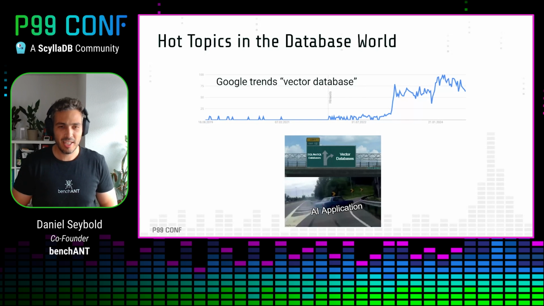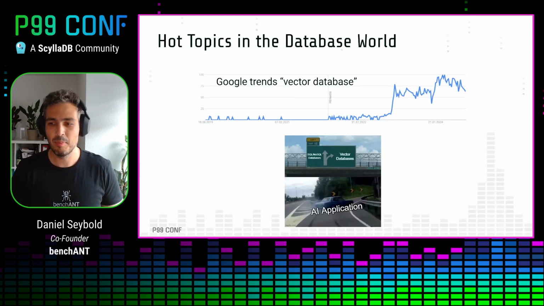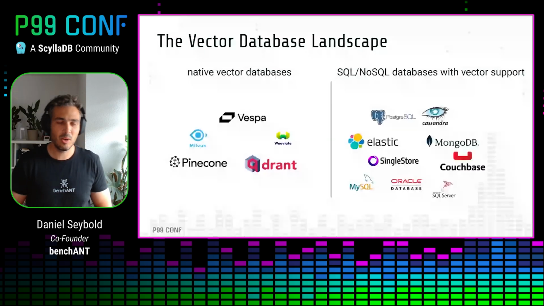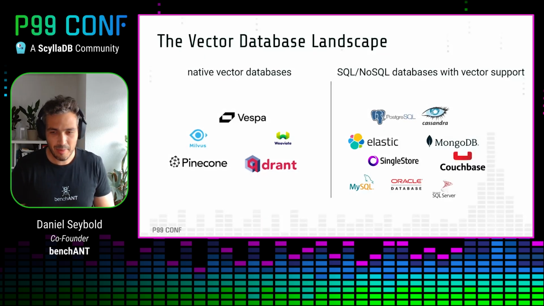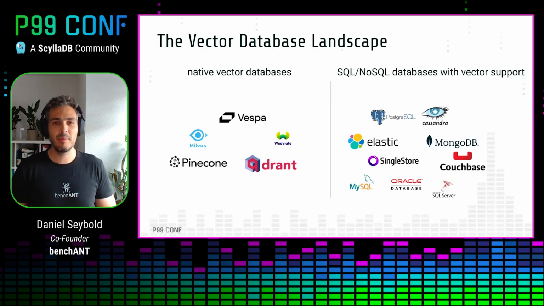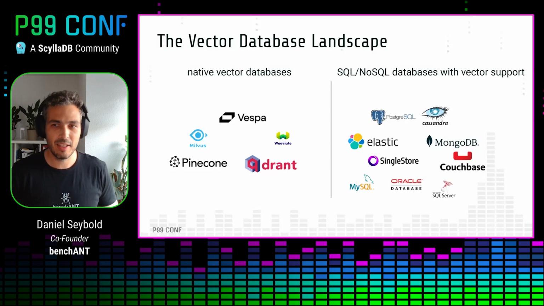And all the architects that now build AI applications need to decide if they want to go for an established SQL or NoSQL database or use one of the brand new vector databases. And there are plenty of them already out there. It can be expected that the database landscape in that area is further growing. But of course, all the established SQL and NoSQL database vendors also have released their vector search extensions to compete with these vector native databases.